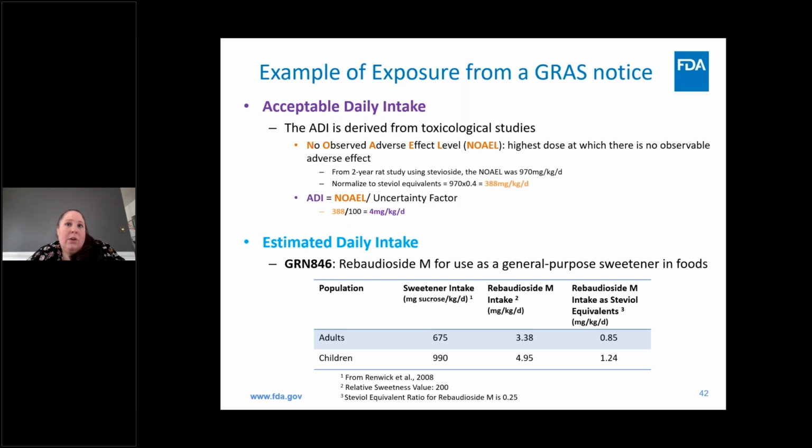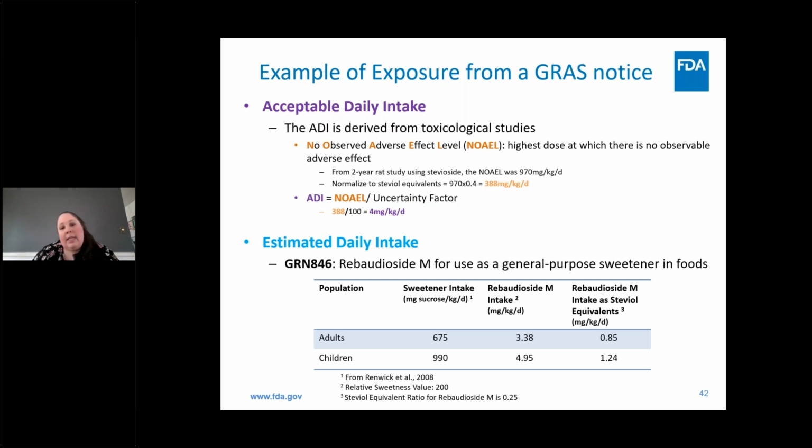We normalize this to steviol equivalents, which is the calculation I showed you on the prior page. So our normalized NOEL becomes 388 milligrams per kilogram per day. And then we apply the safety factors to account for inter- and intra-species differences. Traditionally, this is a factor of 10 for each of those, for a total of 100. And so after applying that uncertainty factor, we arrive at an ADI of approximately 4 milligrams per kilogram per day. So that's our ADI, and now we need to compare it to our EDI.